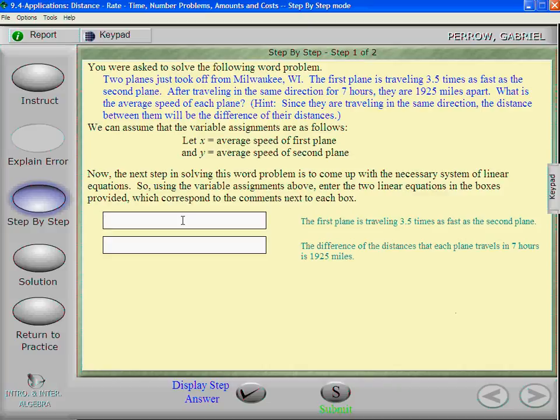Well, if the first plane is traveling 3.5 times as fast, we should multiply the second rate by 3.5 to make them equal. Okay, so x is faster. If I multiply by 3.5 with a smaller value, it balances out. Okay, so this could be the first equation. The difference of the distances that each plane travels in 7 hours is 1,925.